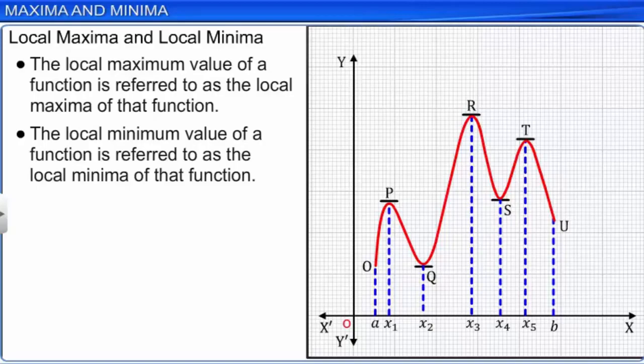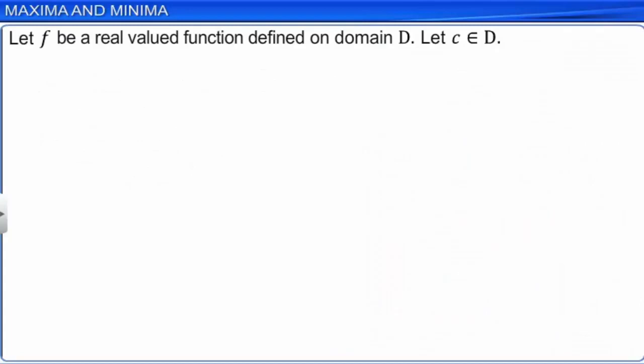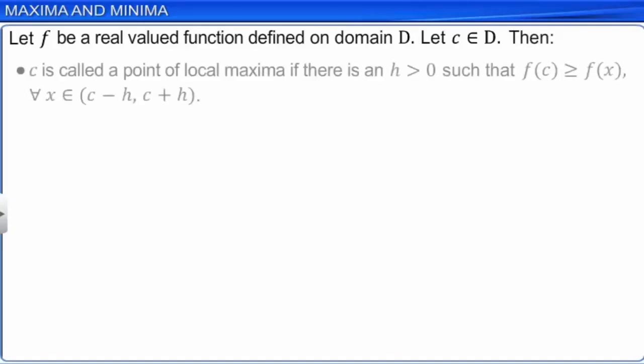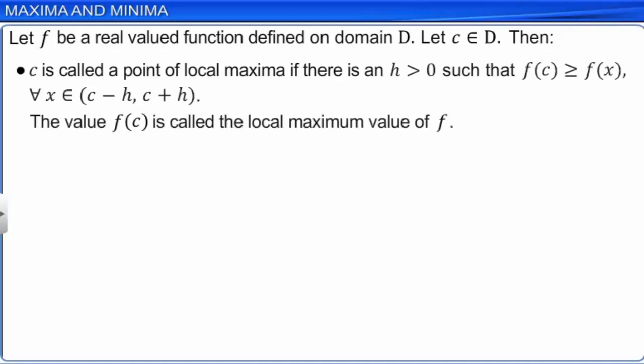Let f be a real valued function and let c be any point in the domain D of f. Then, c is called a point of local maxima if there is an h greater than 0, such that f(c) is greater than or equal to f(x) for all x in the open interval (c - h, c + h). The value f(c) is called the local maximum value of f.